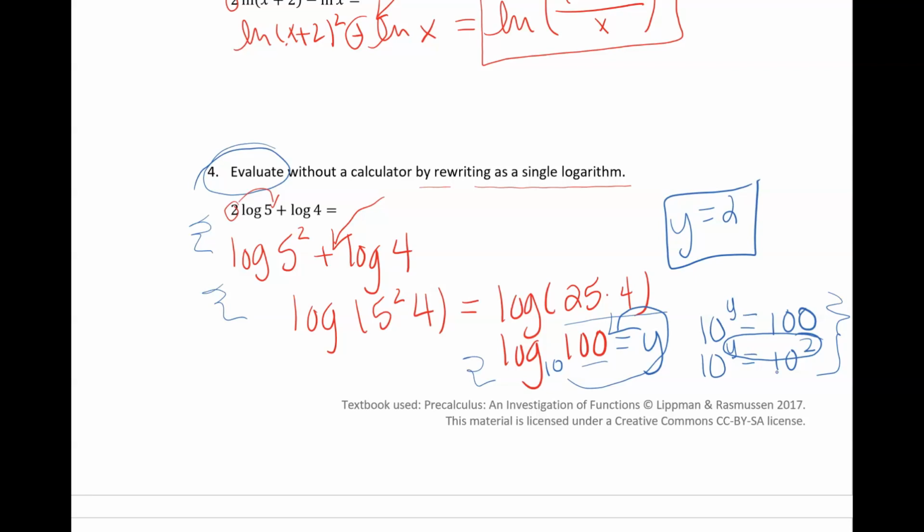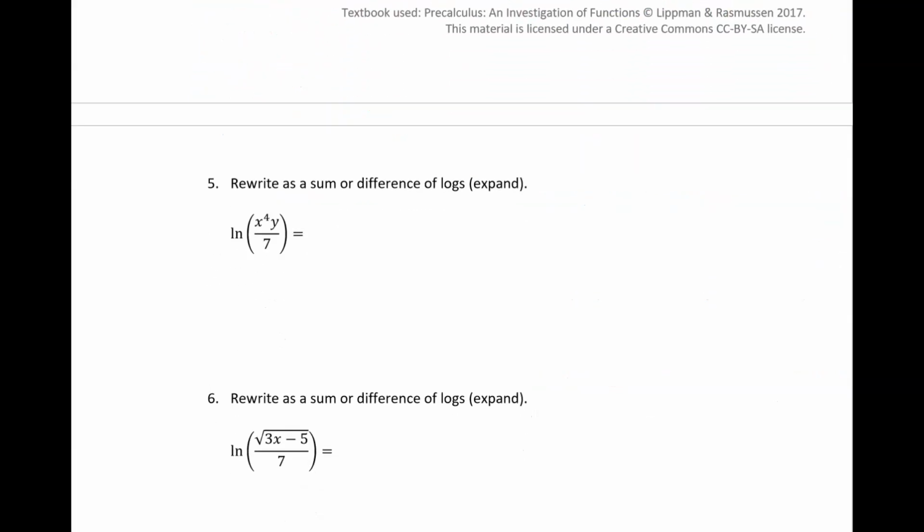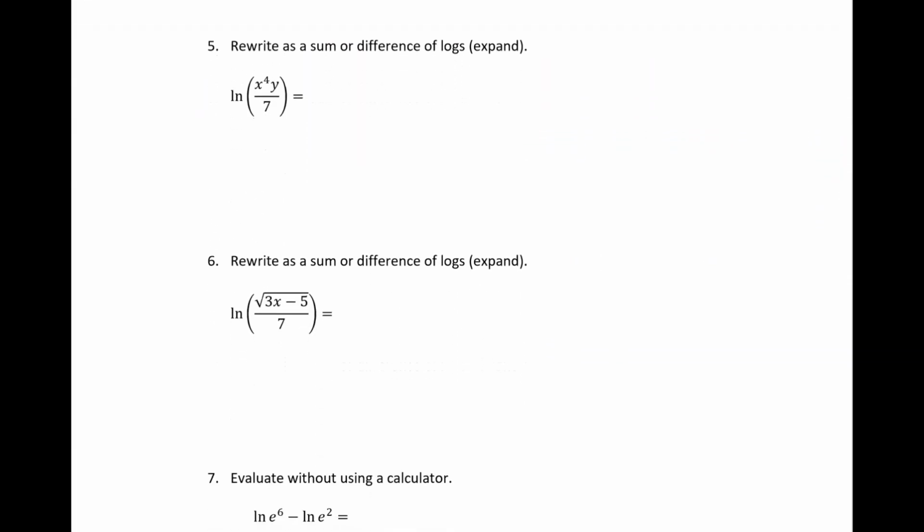Now, if I lost you a little bit on that, I would recap, go back to the beginning, pause it, write it, pause it, look at it, make sure you're understanding those steps. If you need additional help, feel free to reach out to me through Canvas messaging. Let's do a few more examples and then we'll be done. Number 5 says rewrite as a sum or difference. And so what we're going to do is expand it out. So we're going to reverse those steps that we were just doing to create that.